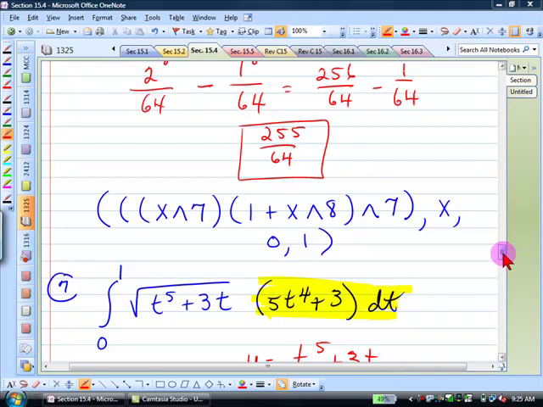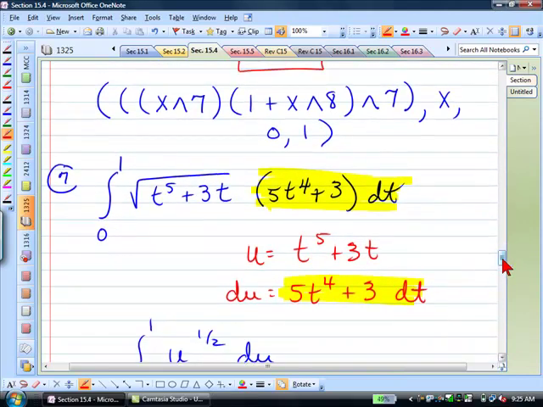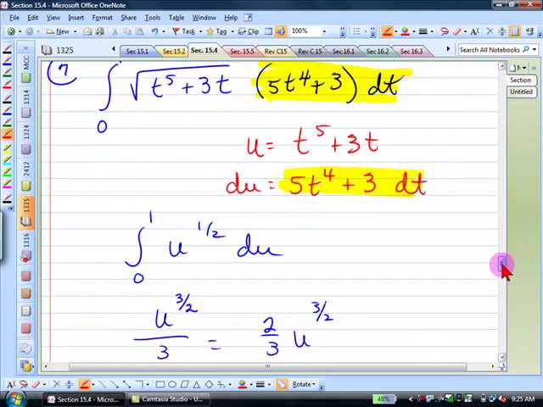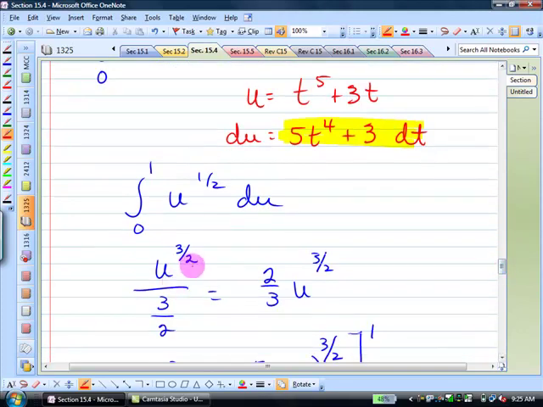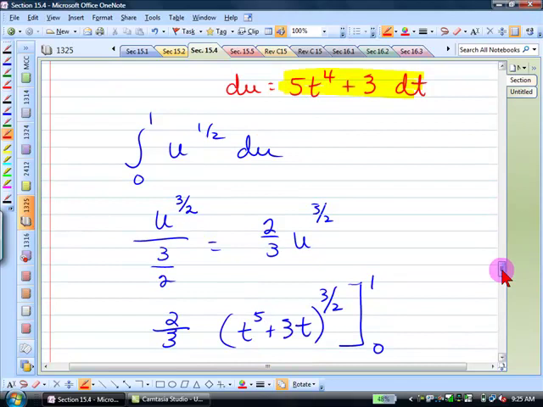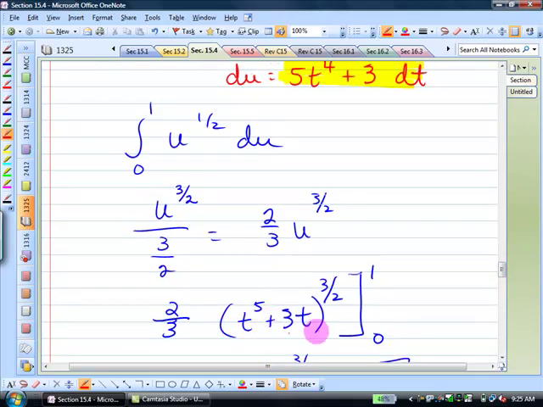Okay, let's see. You should have had U to be that. Du gets that, and so you notice that everything's taken care of. And then when you substitute to rewrite, you have U to the 1/2 du. The integral of U to the 1/2 is U to the 3/2 over 3/2, which becomes 2/3 U to the 3/2. And then it's a matter of evaluating that after you plug back in 1 and 0.